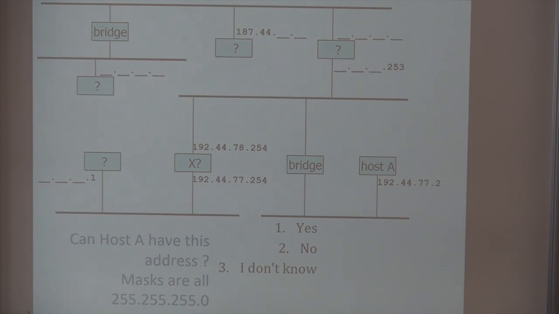Now, a little question. Here is a network. Here I have local area networks, Ethernet cabling system, if you want. And there are devices, like this is a bridge or a router. Here are some addresses of machines, and the masks everywhere are 255.255.255, in other words, 24 bits. Is it possible that host A has this address? Yes or no? For a test, that would be a hard question because the penalty for giving the wrong answer is high.